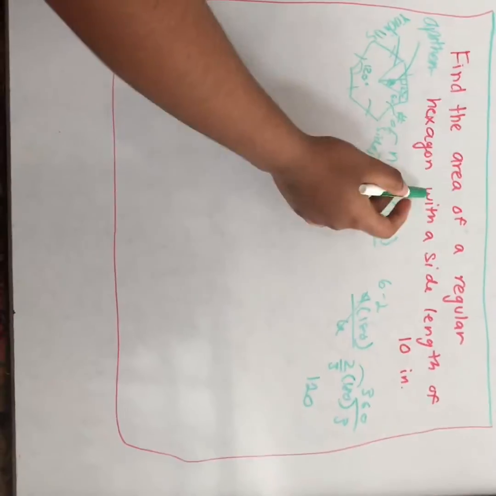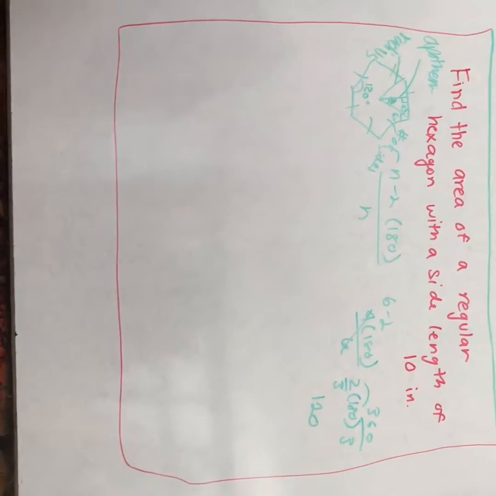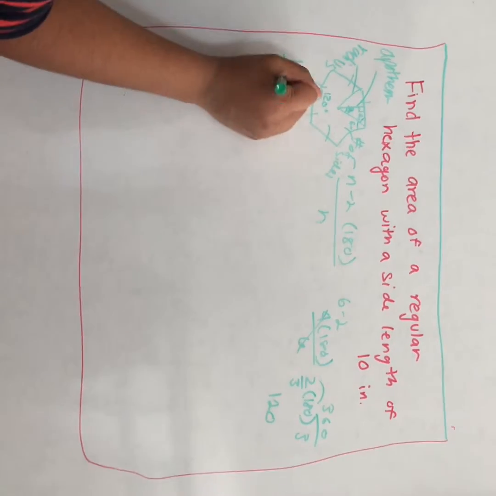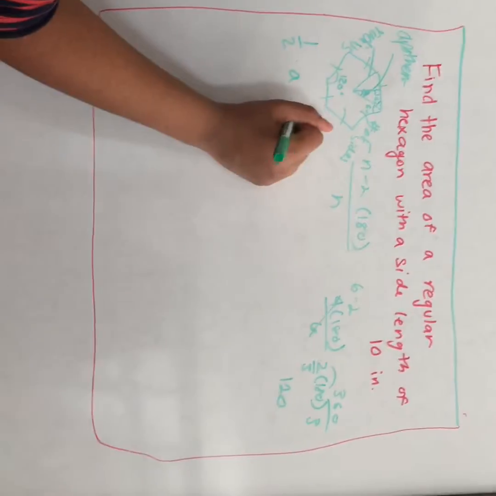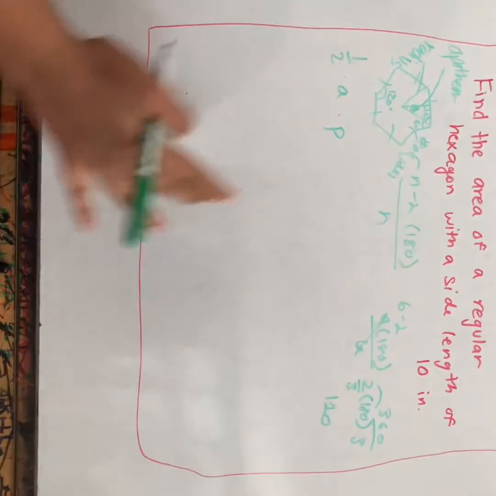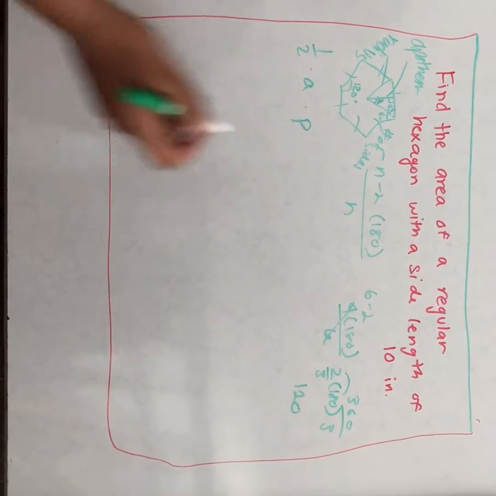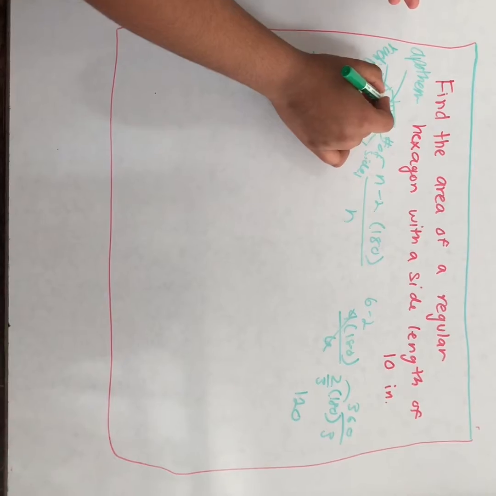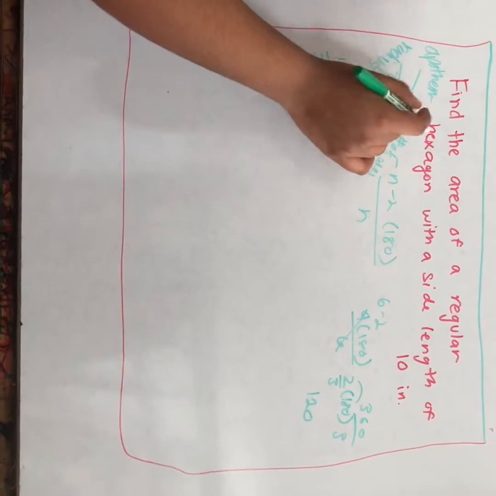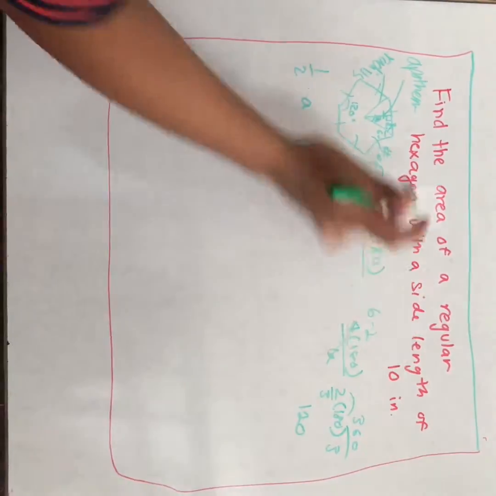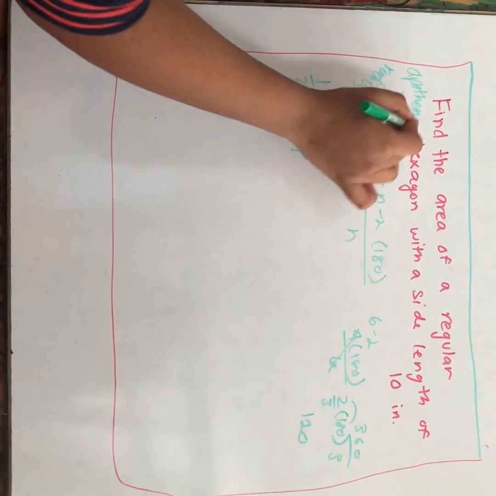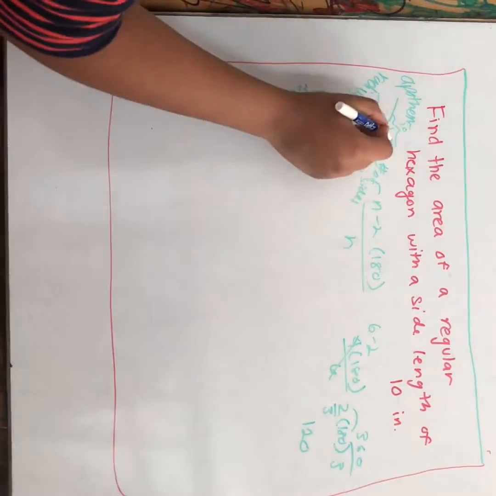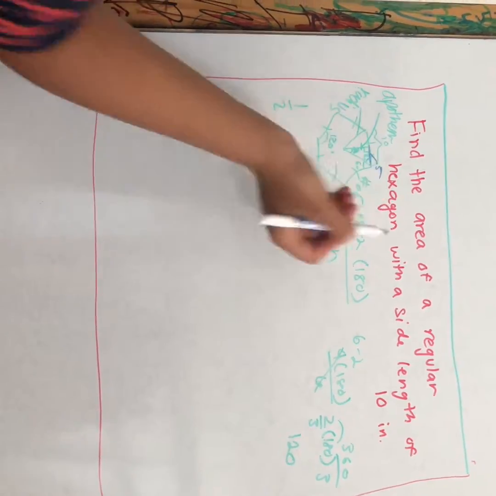So now we're trying to find the area. The formula for the area is 1/2 times the apothem times the perimeter of the entire shape. That kind of makes sense because the area of this triangle would basically be the apothem times this length. Since the side length is 10, this part would be 5.